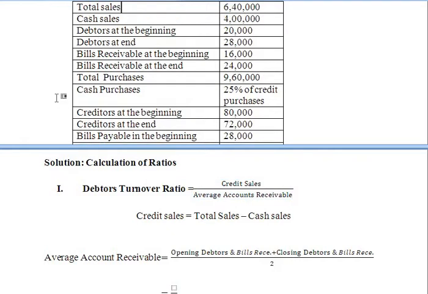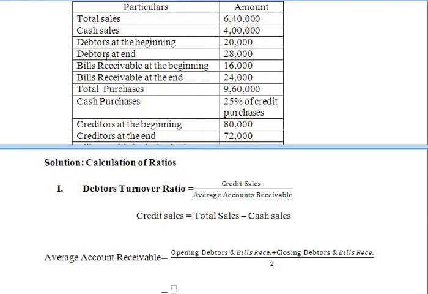First check, they have given total sales and cash sales. We know that total sales is nothing but credit sales plus cash sales. We know the amount of total sales and cash sales. After deducting cash sales from the total sales, whatever balance remains, that is nothing but credit sales. So right here, next line, credit sales is equal to total sales.